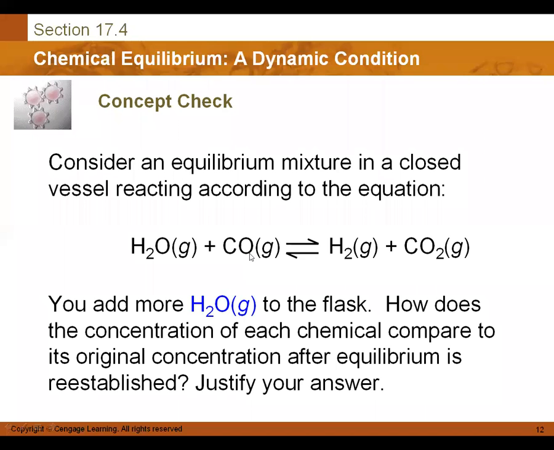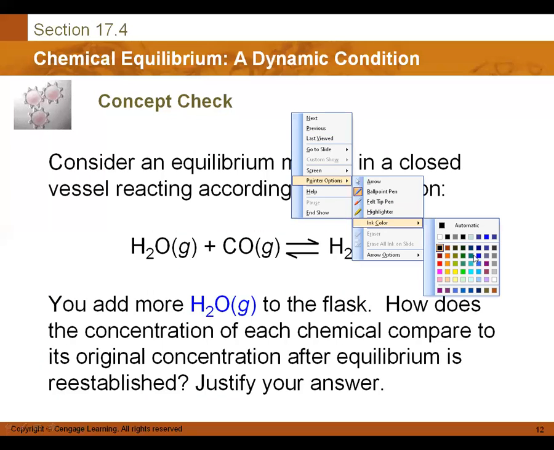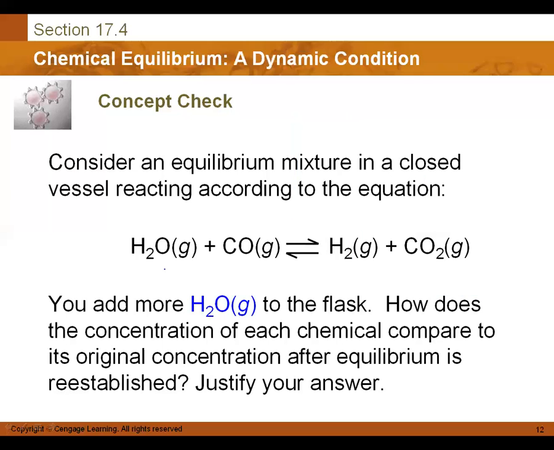So if we look at this particular reversible reaction, and if we add more H2, how do the concentrations of everybody compare to their original concentrations? When you're looking at something like this, you want to think about what's going to occur when we add something, in this case, like water. When we add water here, water essentially would be added to the left-hand side of the reaction.